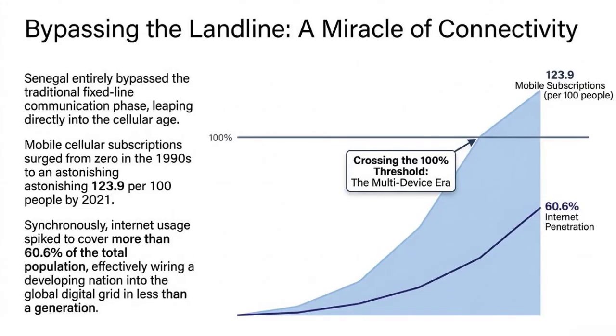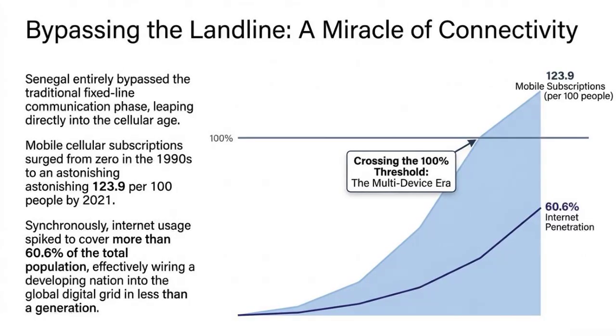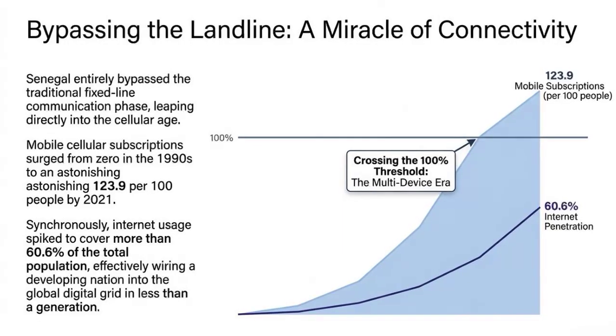And crucially, the state doesn't have to build it. Nope. Private, multinational telecommunications companies come in. They look at this massive untapped market and they deploy their own capital because the return on investment is incredibly fast. Because they sell prepaid SIM cards. Yes. Okay. Which completely eliminates the need for credit checks or mailing out monthly bills. They are literally monetizing the airwaves. So that's the core mechanism of the leapfrog.